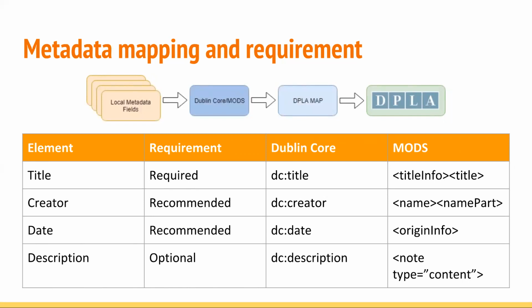When doing metadata for DPLA, it is very important that you try to be as granular as possible. There are certain elements that are required and certain elements that are recommended. For example, the title is required. The Dublin Core would be DC:title. And if you're doing MODS, in the brackets, you'll do titleInfo, title info, and also title. Creator is recommended. The date is also recommended.